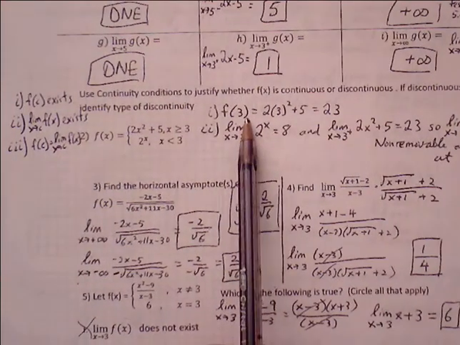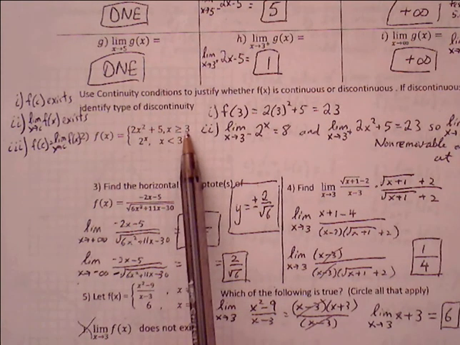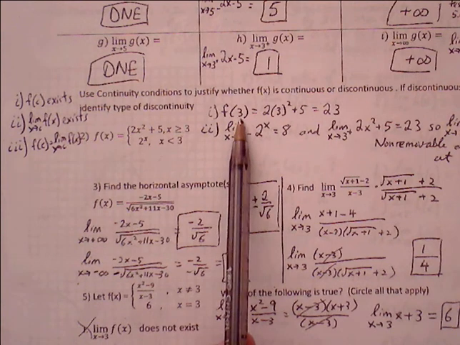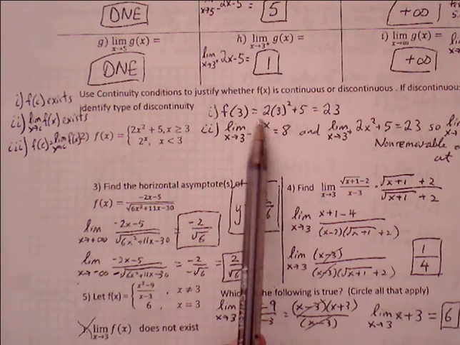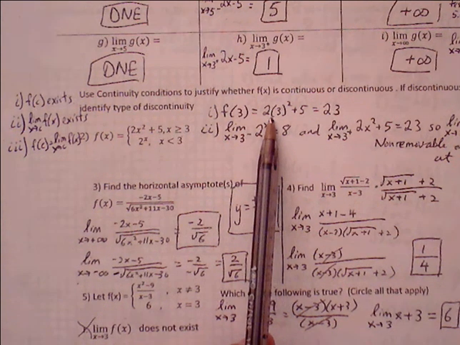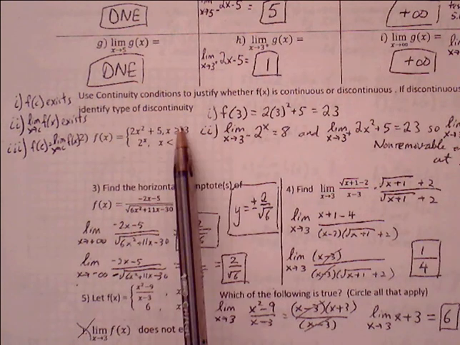So let's step through our conditions. First, does the point exist? So the point is 3. We look at our condition, x is greater than or equal to 3. So f of 3 will be for the first piecewise function. So plug 3 into the expression. We get 2 times 3 squared plus 5, which is 23. That's our ordered pair.